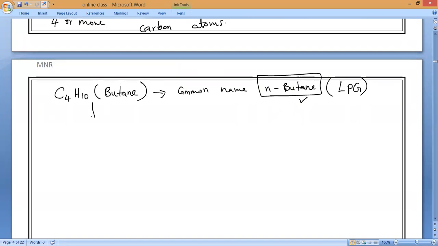Now for butane, the number of possible isomers, including this one, itself is the one. The second isomer, I already taught you, is called isobutane, and the third one is called neobutane. Do you remember that I taught you? N-butane means straight chain. Isobutane, what is the name of that one?